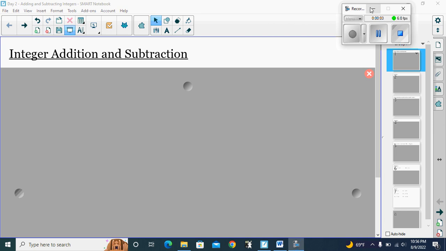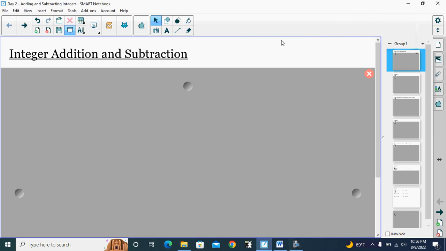Your notebook should be out. Today is day 2. Give yourself a nice title in your notebook. Day 2, maybe put today's date. And then today's topic, we are working on integer addition and subtraction. Integer addition and subtraction.